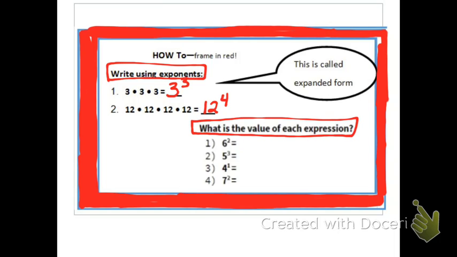So before we can multiply it out, we need to write it out. So 6 to the second power means 6 times 6. So let's write that. 6 times 6. And then we're going to multiply it out. What is 6 times 6? 36. Okay?